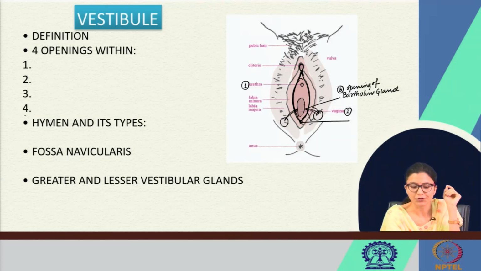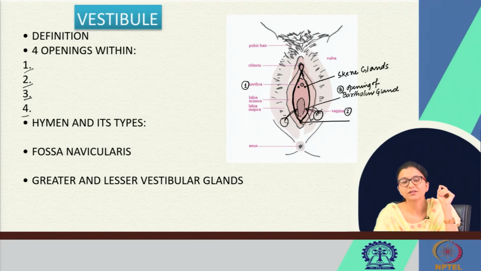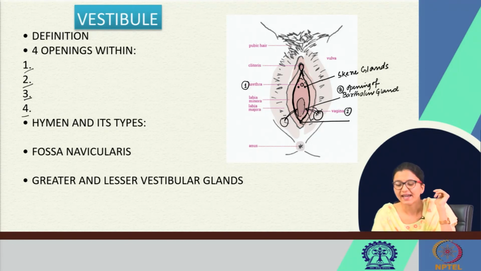And number 4 are again two openings of Skene's glands. They are paraurethral glands present just adjacent to the urethra on both sides, and they open in the vestibule. So, these are the four openings within the vestibule.